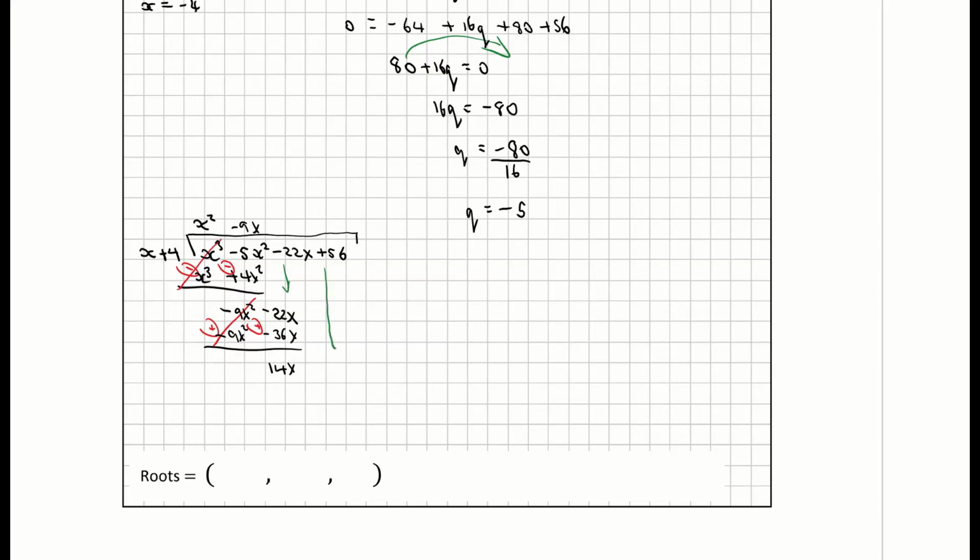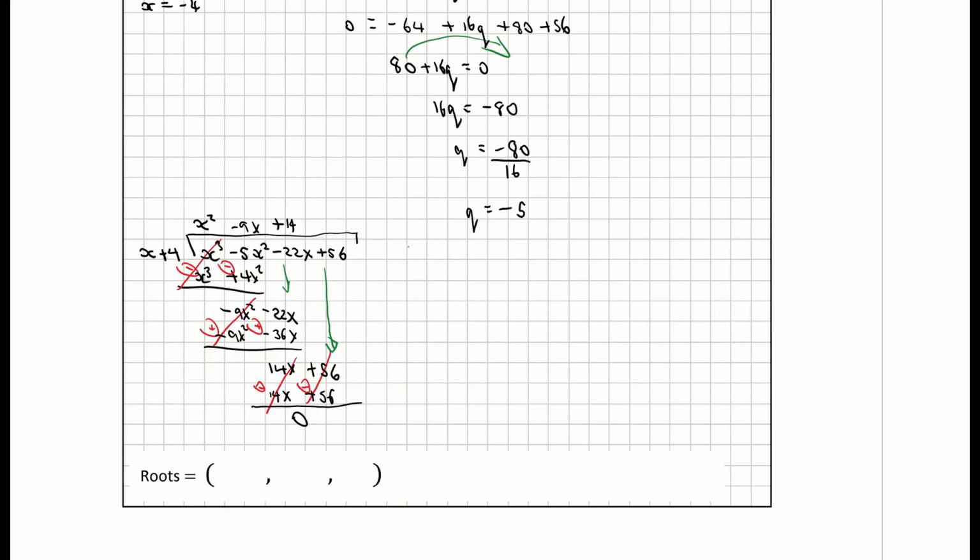Moving down my positive 56, so it's 14x plus 56, and dividing x into 14x becomes plus 14. And multiplying it down for the last time, 14 multiplied by x is 14x, and 14 multiplied by 4 is positive 56. And I change my signs, so that becomes a minus and a minus. 14x take away 14x is 0. 56 take away 56 is also 0, so that's giving me a remainder of 0.